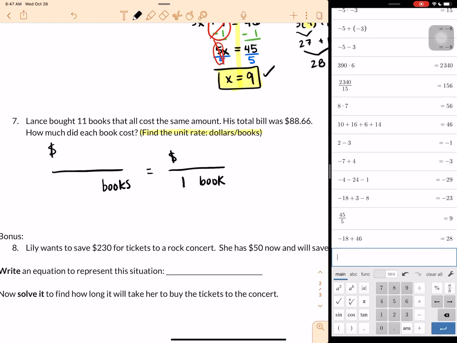So right now we know that he spent $88.86 on 11 books.